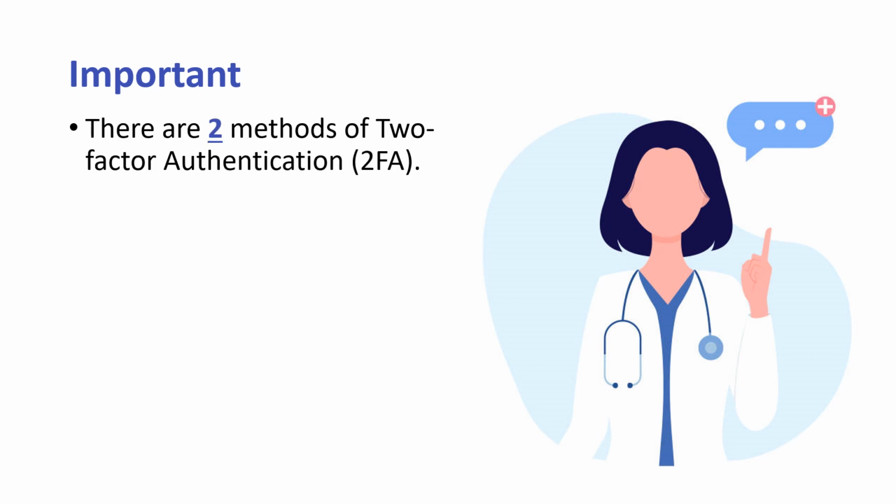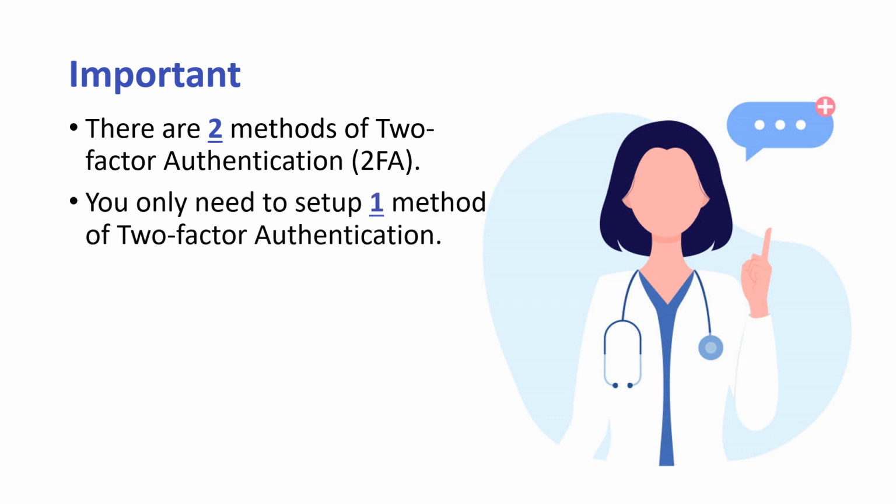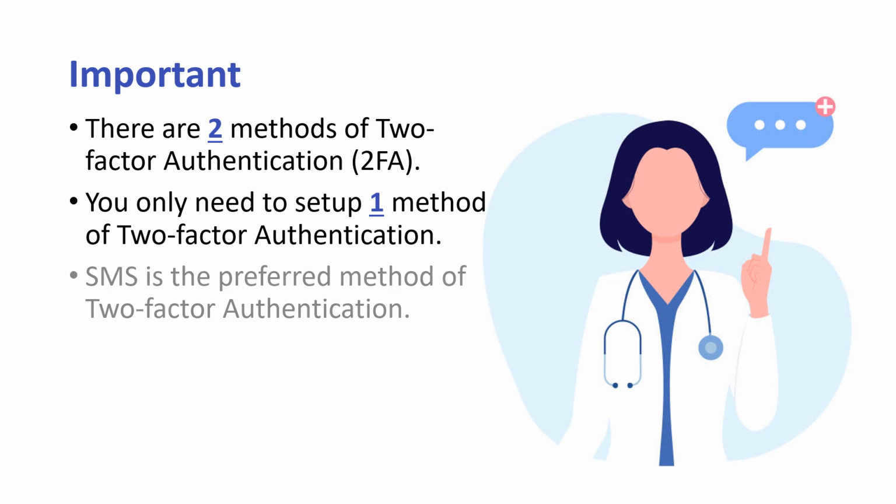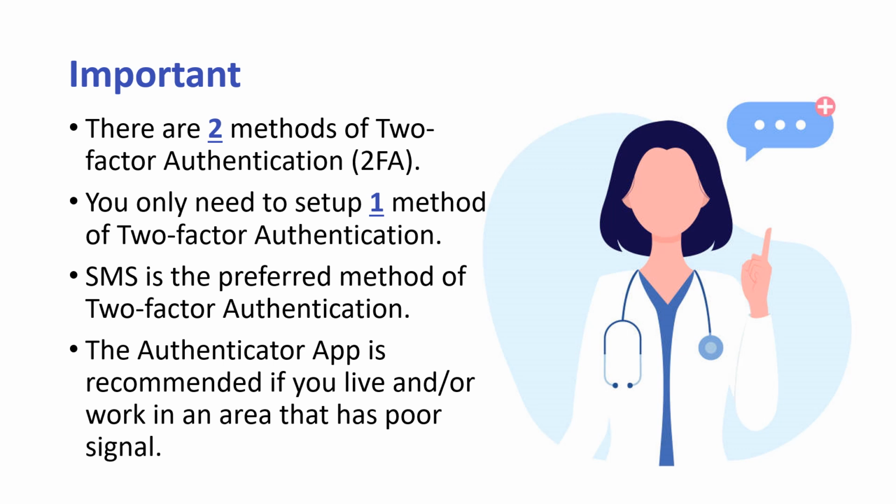There are two methods of two-factor authentication, and I'm going to go through each one in turn. You will only need to set up one two-factor authentication method. SMS is the preferred method of two-factor authentication, but the Authenticator app is recommended if you live and/or work in an area that has poor signal.